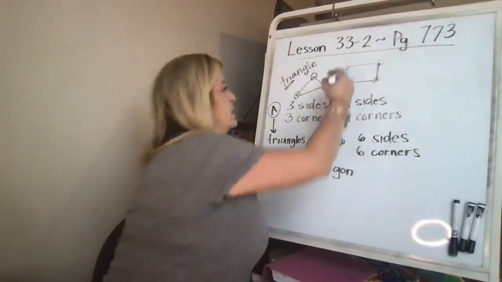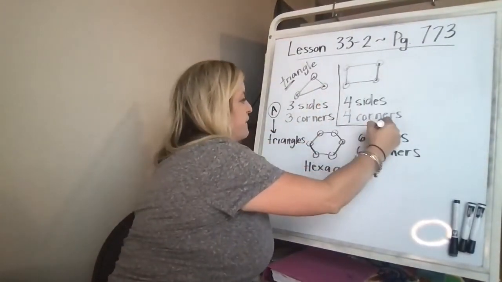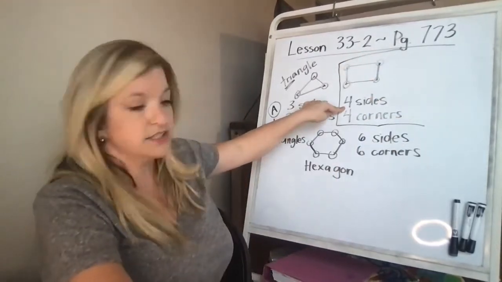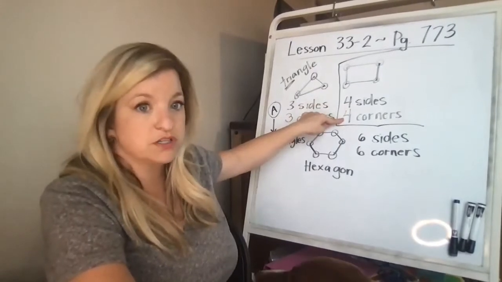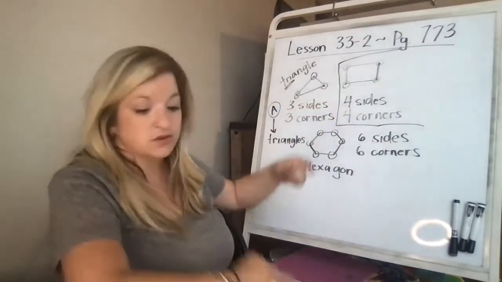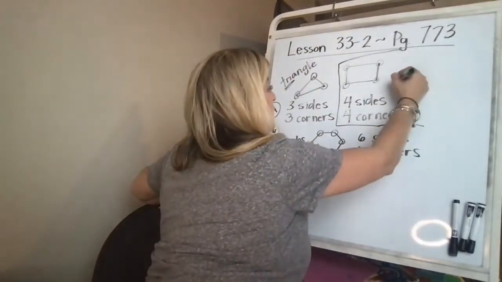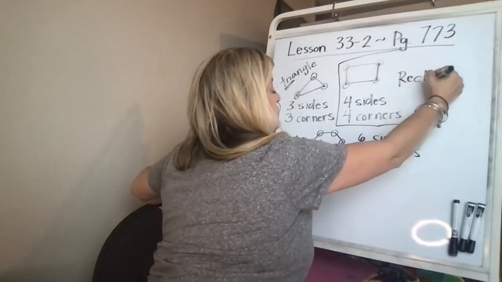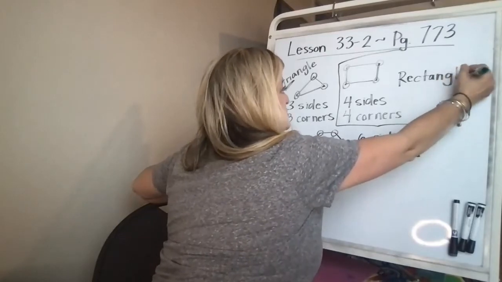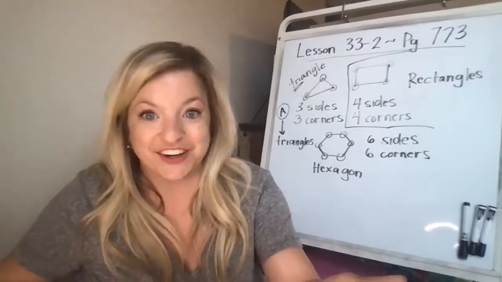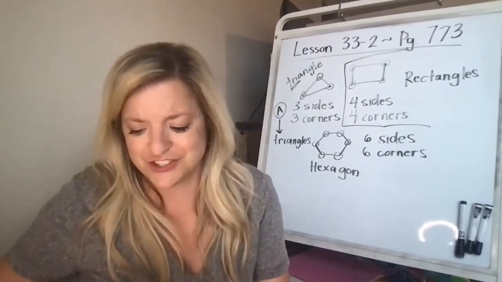Now group B is right here. And you could say group B all has 4 sides and 4 corners. And you could also say they're all rectangles. Could you sort these by color? You absolutely could. There's just not enough of them.